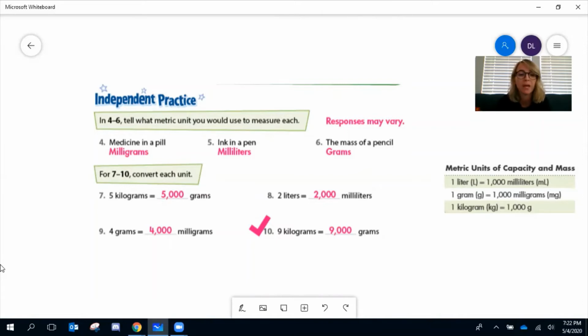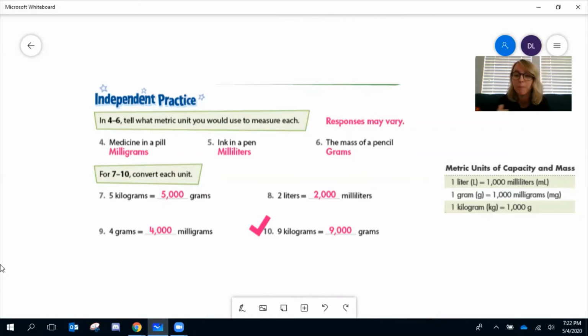For number 9, we have 4 grams is equivalent to how many milligrams? We know that there are 1,000 milligrams in a gram, so we're going to be multiplying by 1,000. So 4 times 1,000 is 4,000. And number 10, we have 9 kilograms is equivalent to how many grams? Again, we have 1,000 grams in a kilogram, so we're going to be multiplying 9 by 1,000.